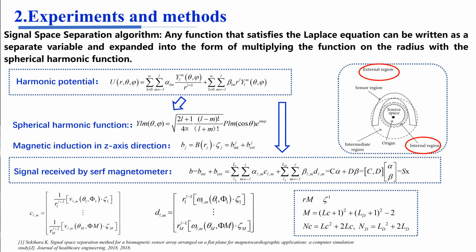And then I'd like to move on to the second part of the presentation. In this study, we propose a special noise reduction method for SERF magnetometers. It is based on the traditional signal space separation method. Signal space separation is an advanced algorithm that can filter the signal in space. Signal space separation can divide the signal collected by the magnetic measurement sensor into the internal signal and the external signal. The internal signal is generated by the signal source close to the sensor origin place, and the external signal is generated by the signal source far away from the sensor.